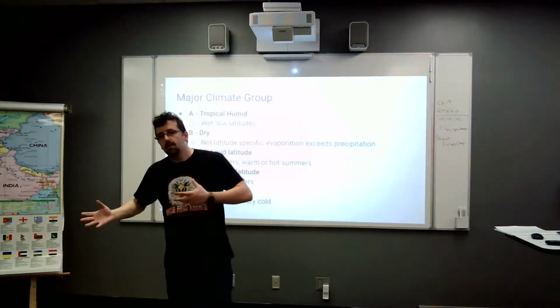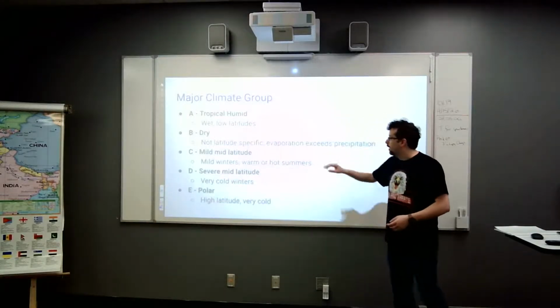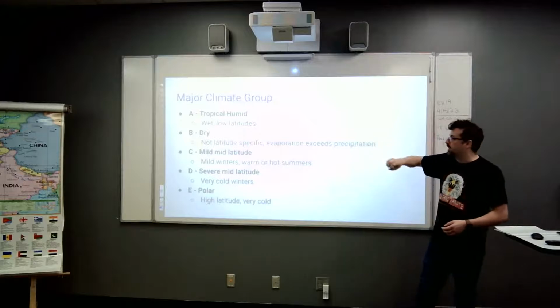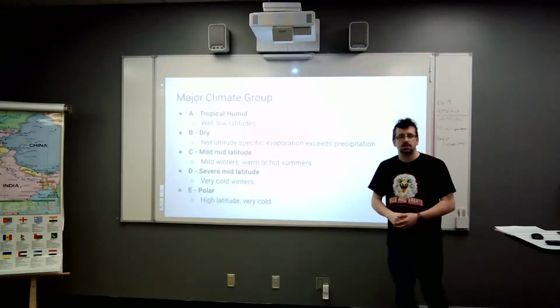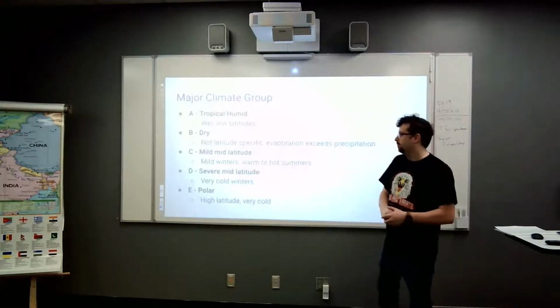Well, how do you do that? Well, you go somewhere really far up north that doesn't get a lot of rain. You can have tundra regions that are like this, right? Where the evaporation exceeds precipitation, but it is still blisteringly cold. So it's not tied to latitude.